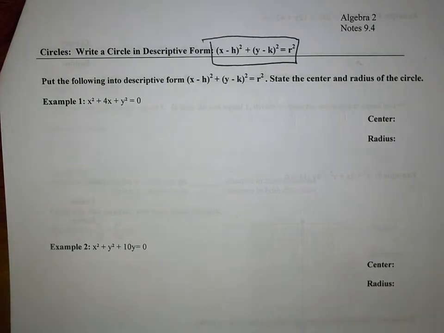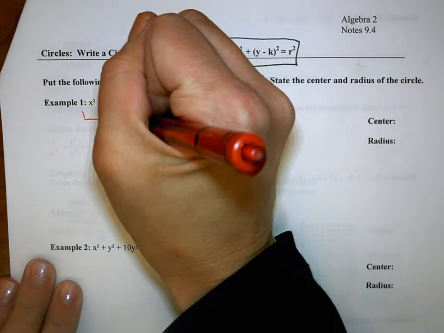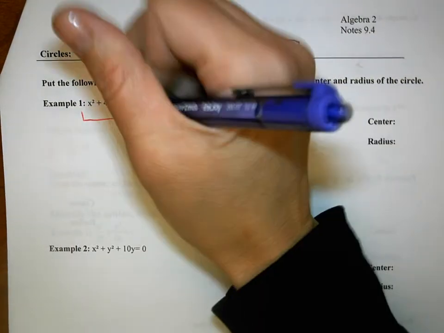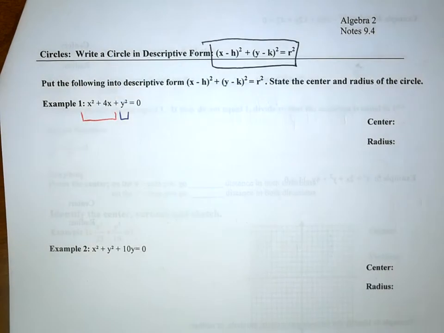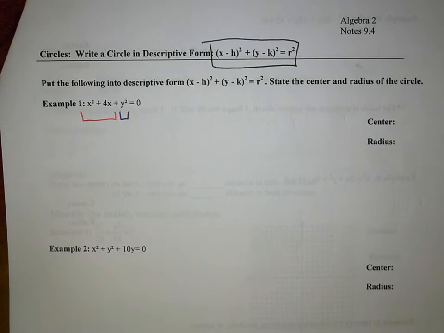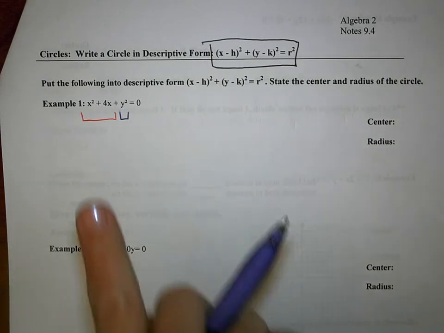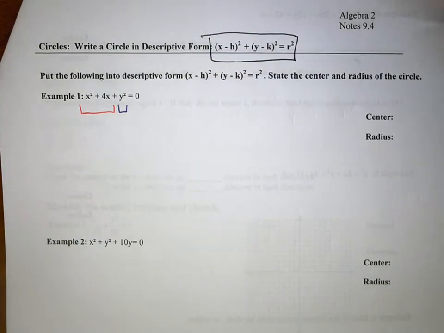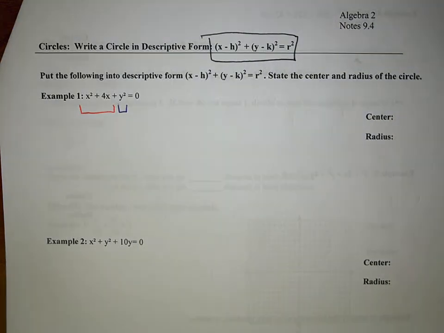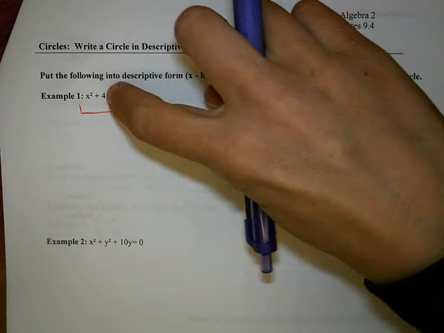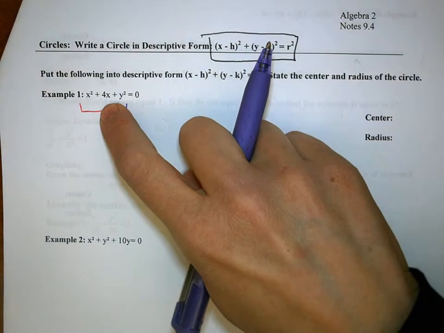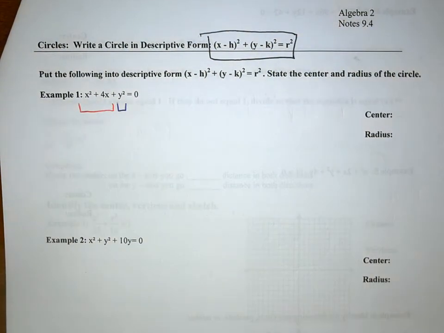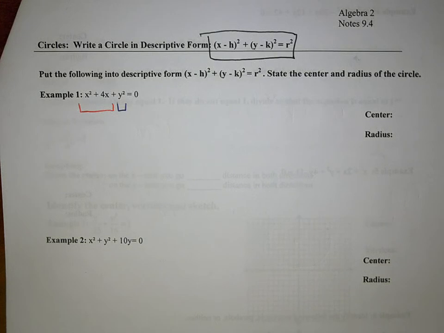When you are putting things in descriptive form, you want to group your x's together and group your y's together. And then your plain numbers will go on the other side of the equal sign. So with the y, do you see how there's no plain y term? Am I going to need to complete the square with the y then? No, it's already a square, and that means that it'll end up being 0 for that part of the center. But on the x's, because I have a plain x along with my x squared, I'm going to need to complete the square for that one.